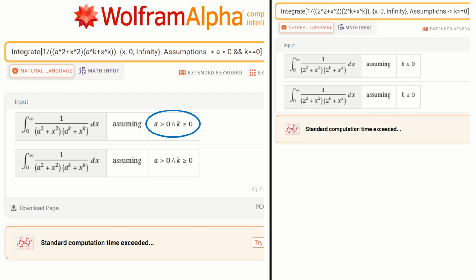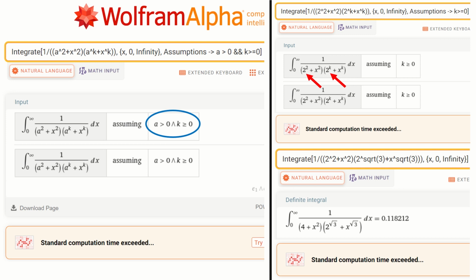And then I set a number to A. Here you can see I set A equals 2, but Wolfram still can't solve it. And finally I set a number to K. Here I set K equals square root 3, but Wolfram still can't solve it analytically. Instead, it can only give the approximated numerical result. So Wolfram can't solve it, but we can solve it by hand.